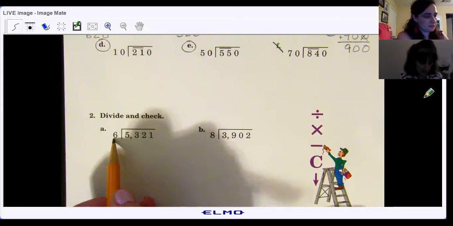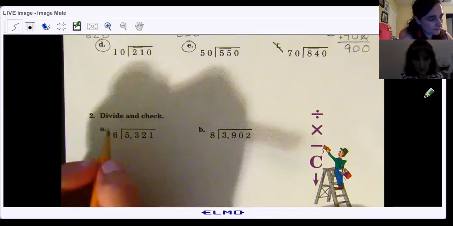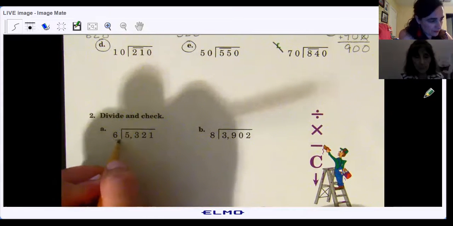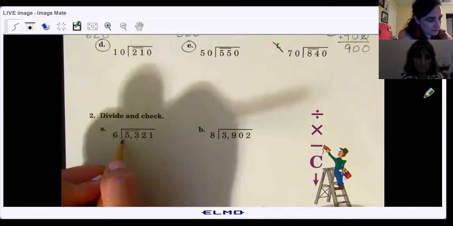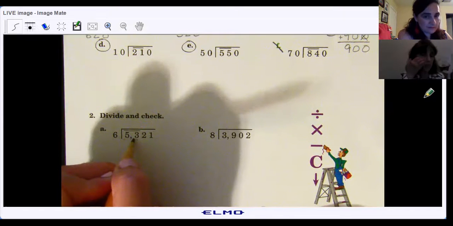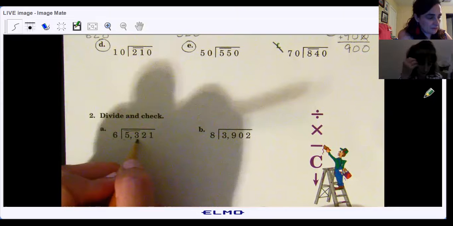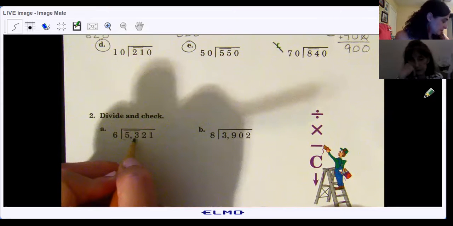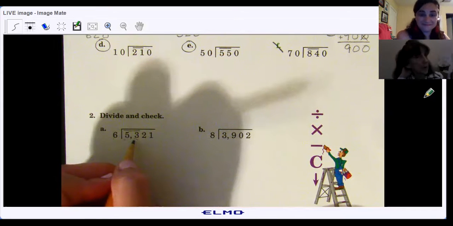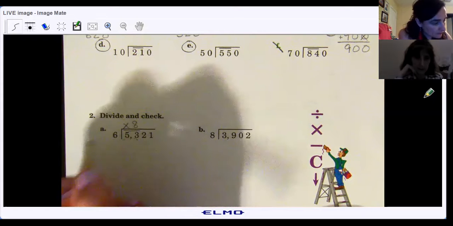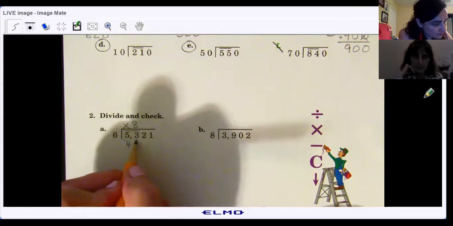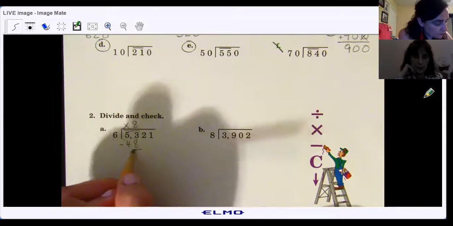How many 6s are in 5? There aren't any. How many 6s are in 53? Okay, we're going to put our line over the 53, and we're going to say what? How many 6s are in about 53? Or what comes close? 6 times what comes close to 53 without going over? So it's 8. 8 times 6, 6 times 8 is 48. Draw your line and subtract.